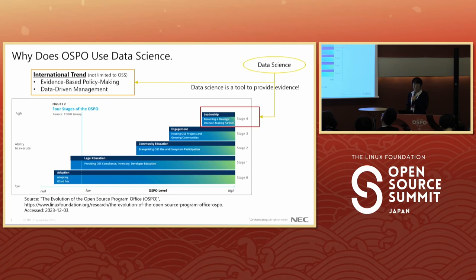Now, from a technology management perspective, there are trends internationally toward evidence-based policy making and data-driven management. This is a trend toward making important decisions based on evidence rather than intuition. They are expected to fulfill accountability for decisions and reduce risk.